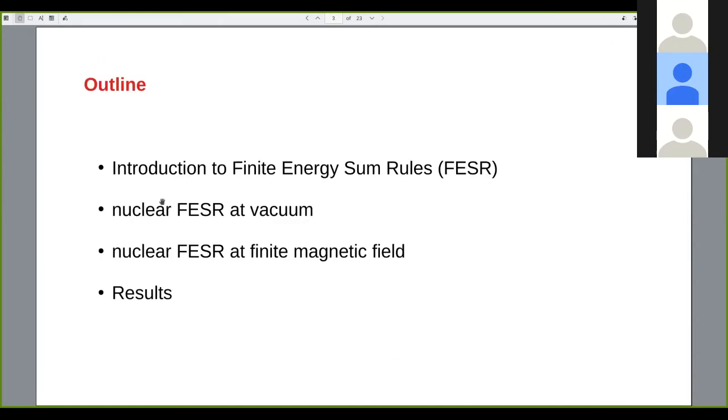Okay, so I will start with a short introduction to finite energy sum rules, though the last talk already made some introduction to sum rules. I will explain nuclear finite energy sum rules in vacuum, and then the introduction of the magnetic field and the results.